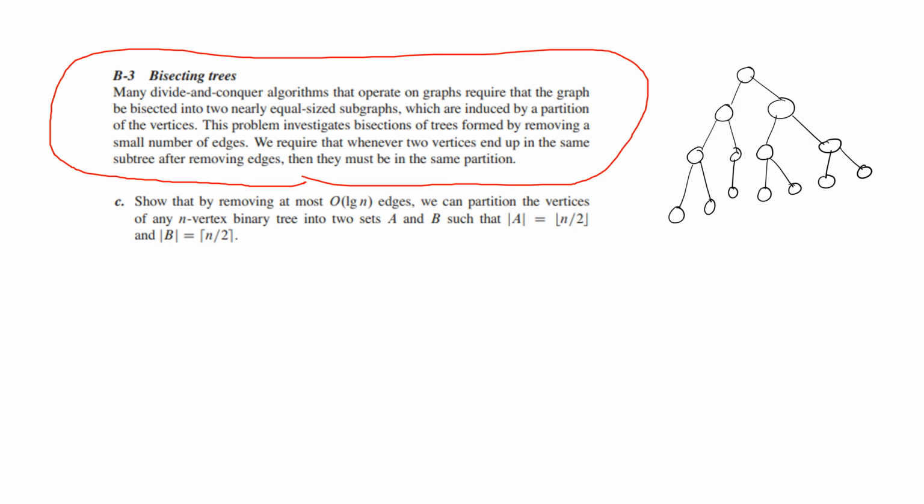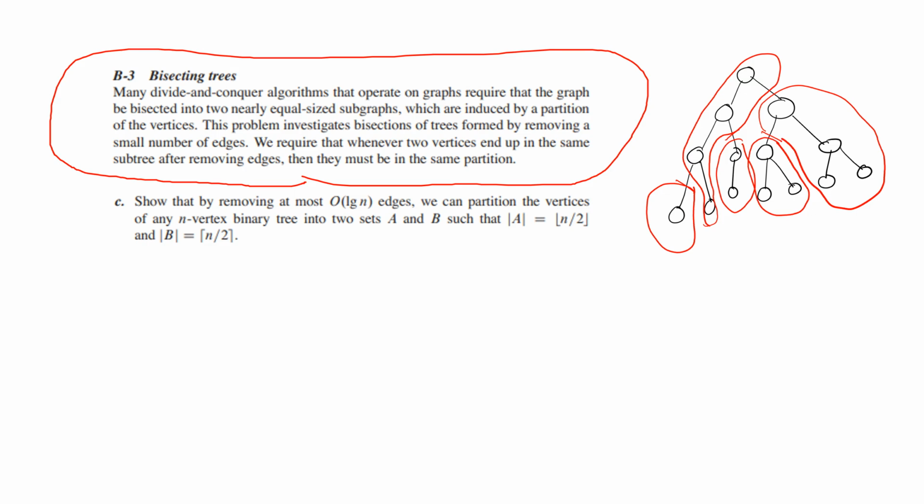For example, in this tree, we can remove this edge, this edge, this edge, and this edge. And by doing so, we can divide this whole tree into some connected components. One will be this one, another one will be this one, and there is this one, then there is this one, and there is this one.